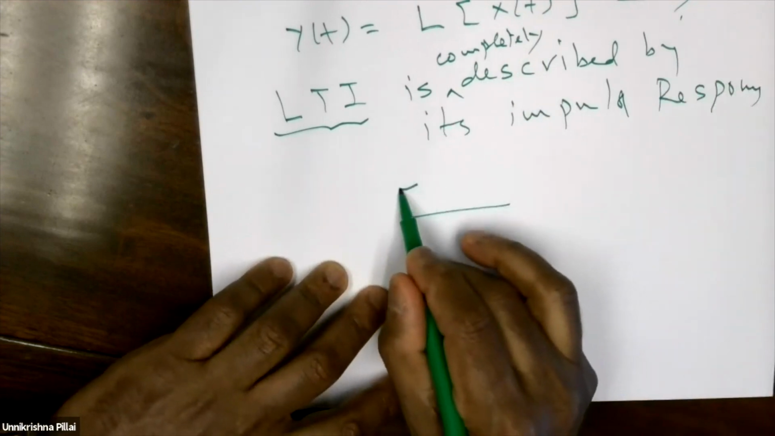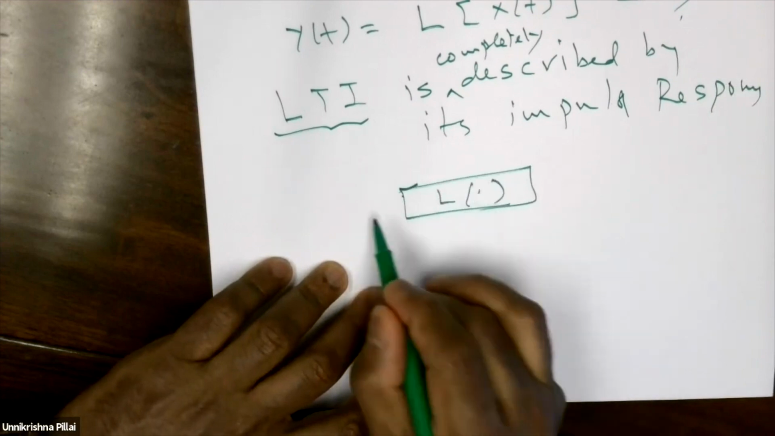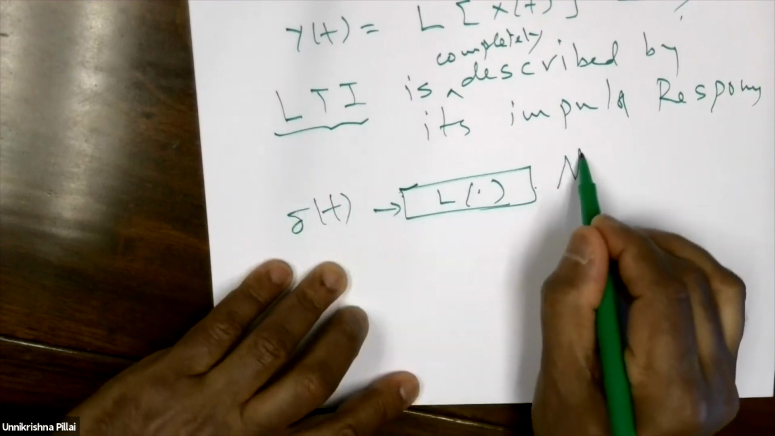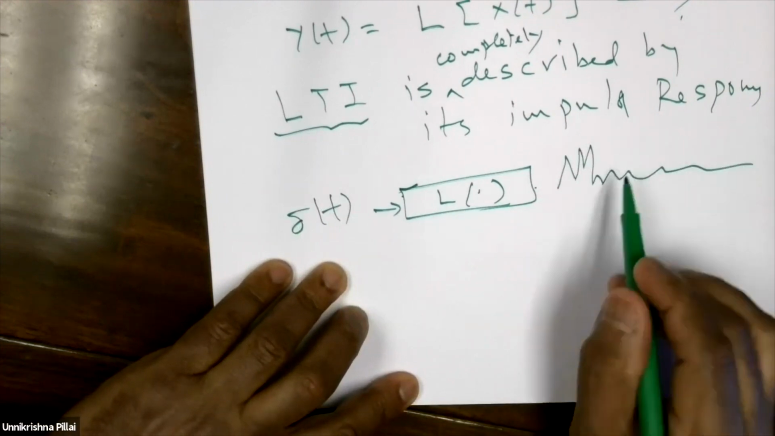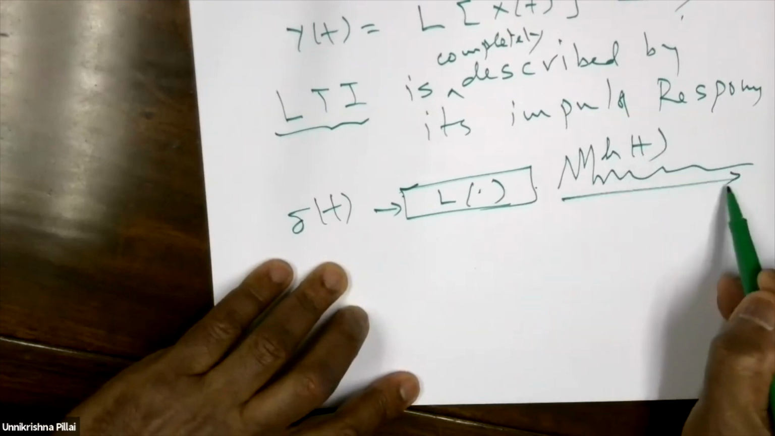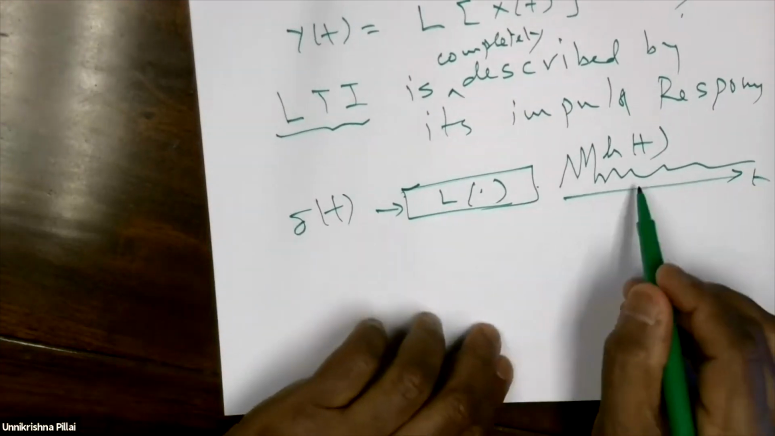What does it mean? That means if you take this L system and hit it with an impulse at the input, of course you will get some function at the output. Whatever you get at the output, I'm going to call h of t. So this is the response to the impulse input.